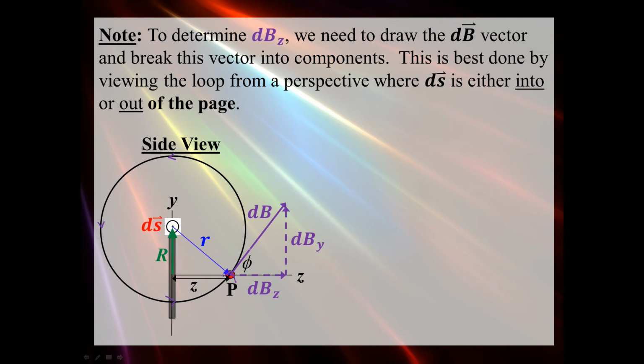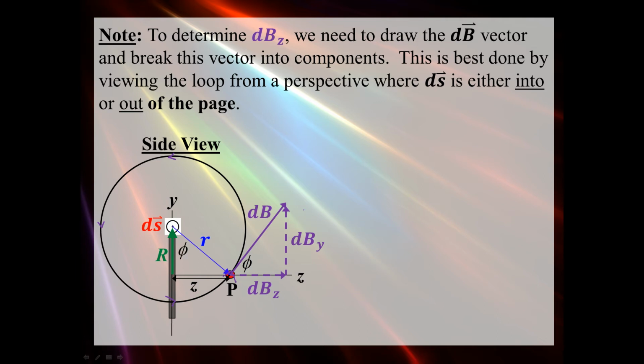If we go over to the other side of this triangle, we can identify some other distances. So if you go from the center of the ring to the very top where the differential element is located, that would be the radius of the ring, so capital R. And this horizontal distance would just be the distance from the center of the ring to where point P is, and that's going to be z.